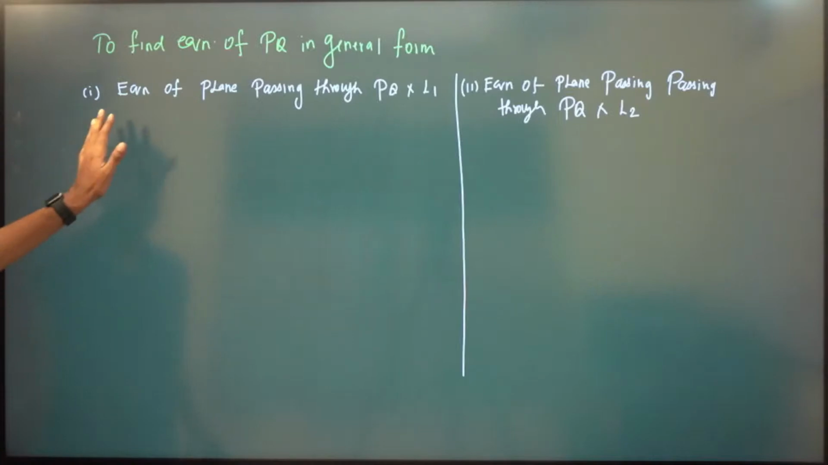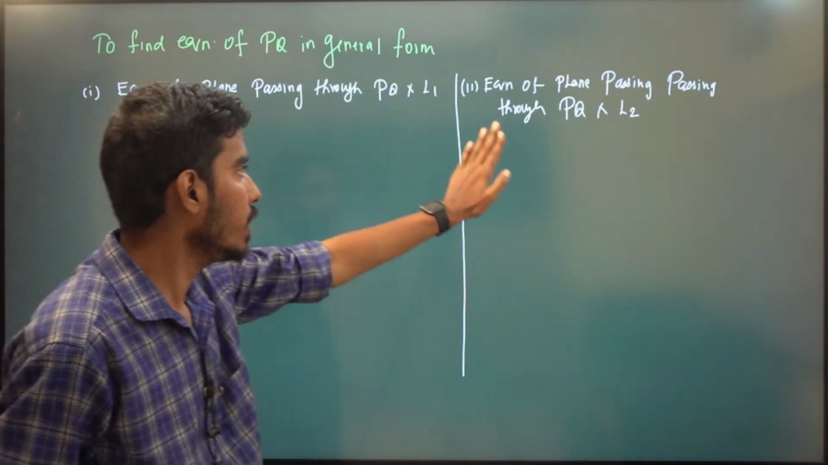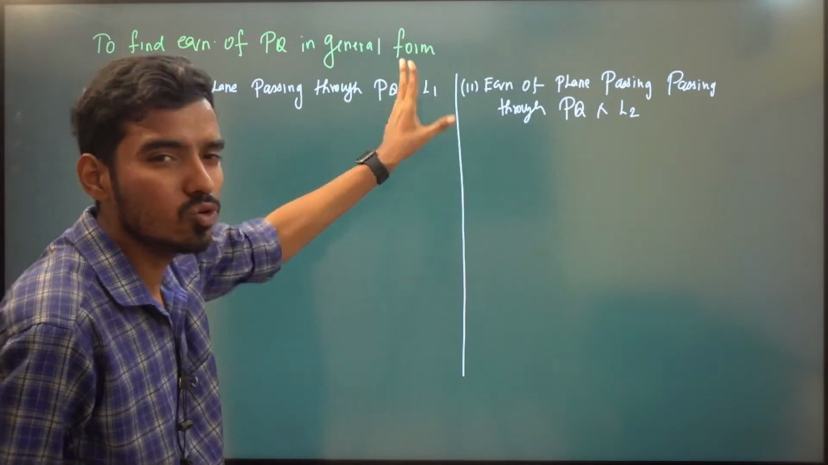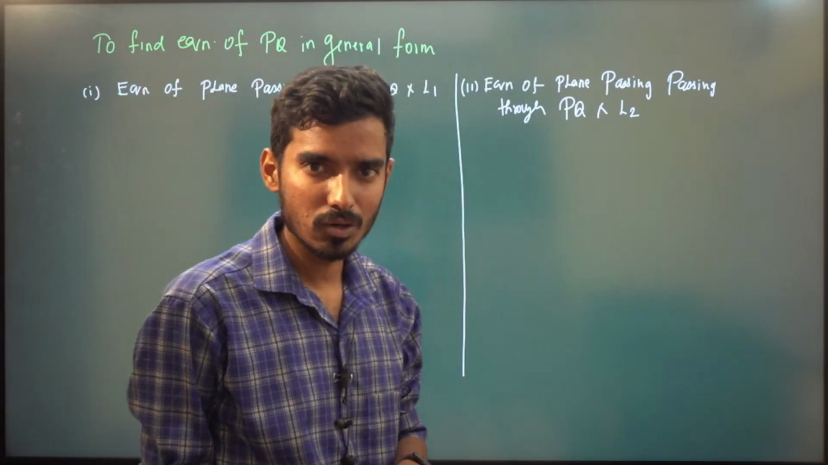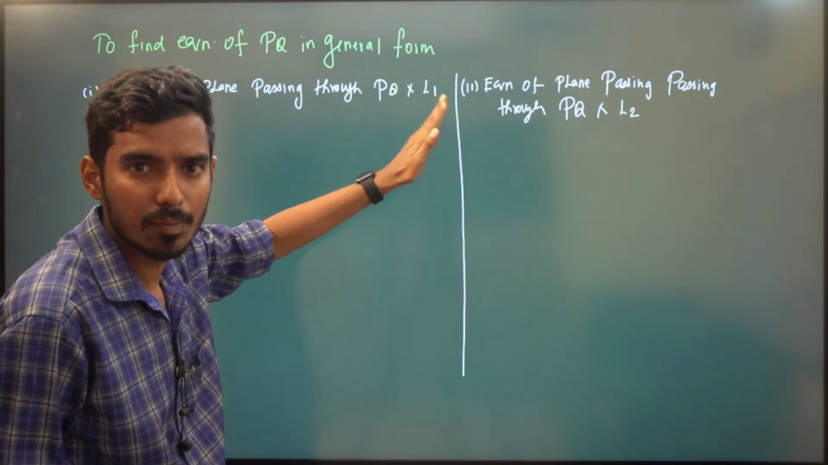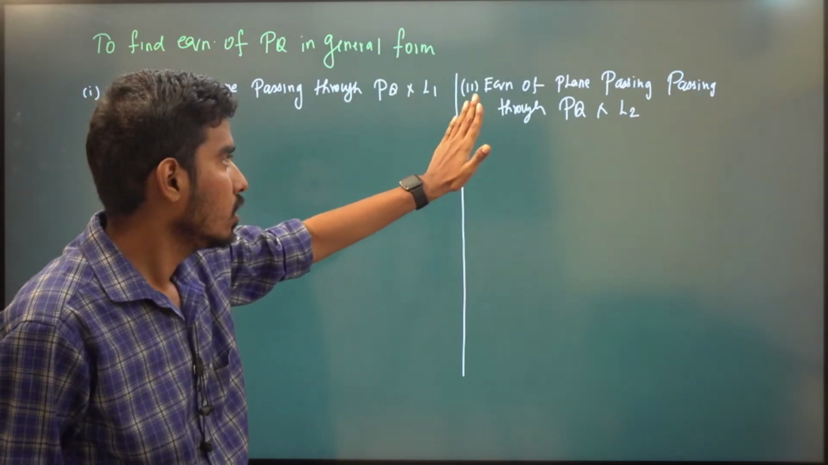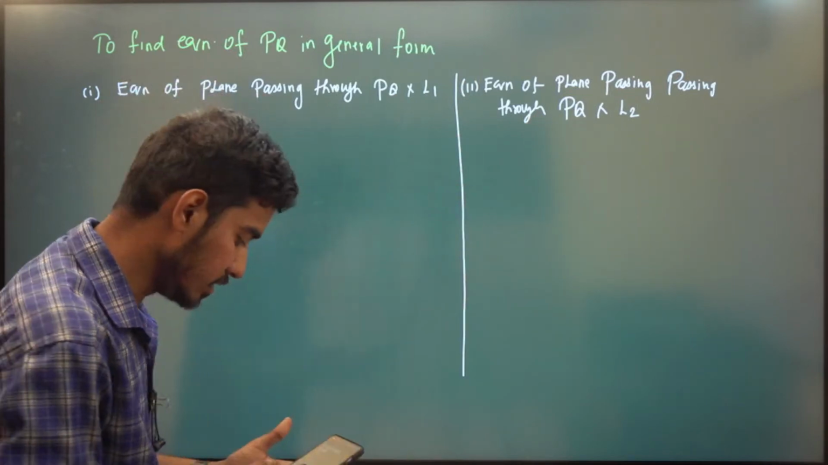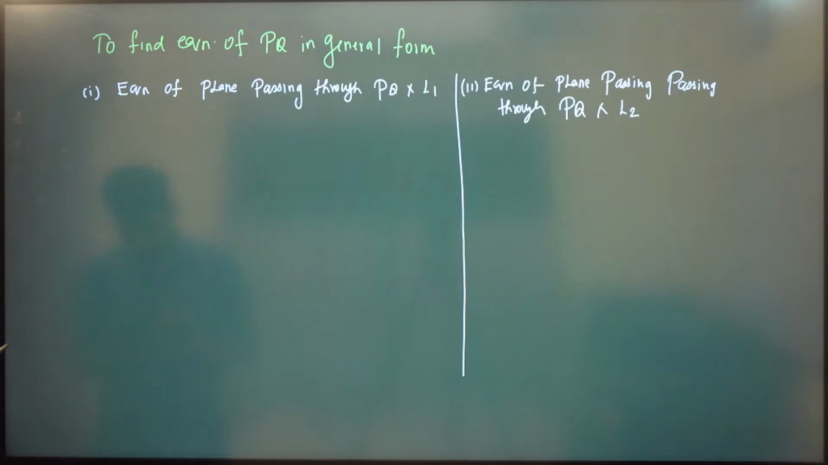So how to find the equation of plane passing through L1, passing through L2? That is the equation of plane passing through two lines. Both are lines only. PQ is a line, L1 is a line. So how to do that is very simple.